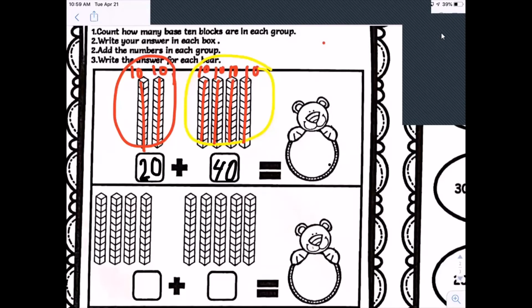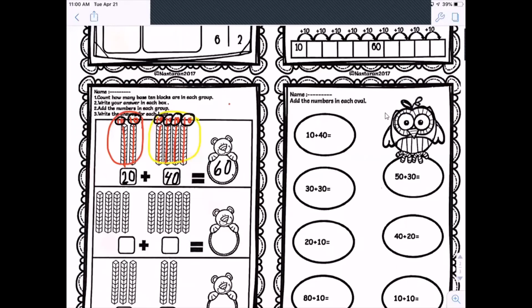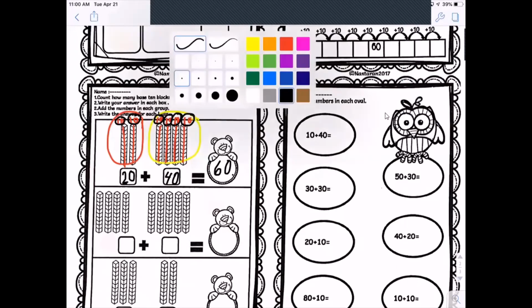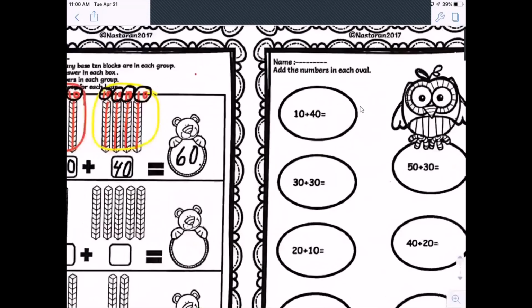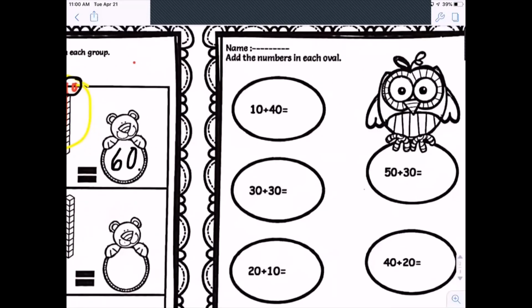So I count right here by tens. Okay, you're going to be counting by tens. 10, 20, 30, 40, 50, 60. So how many do I have all together? 60. So 20 plus 40 equals 60. They're giving us the same numbers, but this is the way you're going to do it. That way it's easier for you.